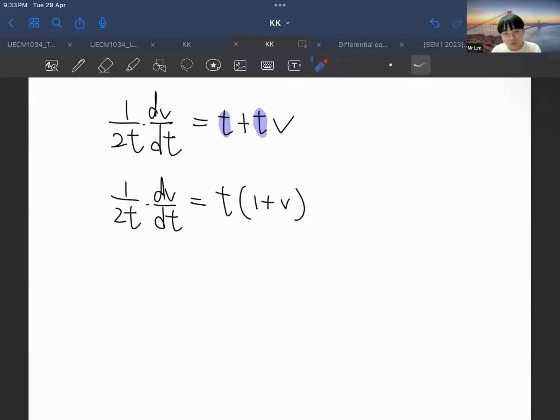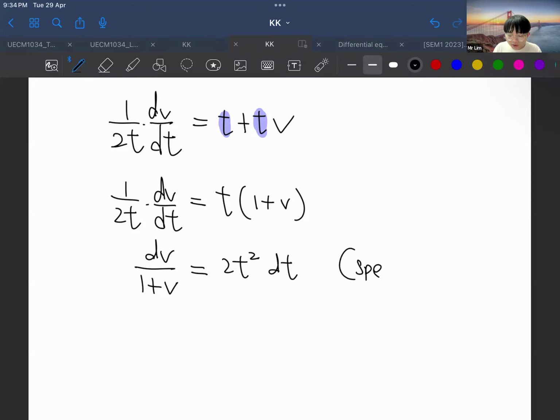Okay, it's already separable. Perhaps you can put it into the next step and then you say why is it separable? Because dv over 1 plus v, and then 2t, bring over here, you get 2t squared dt. Here you can say it is separable.